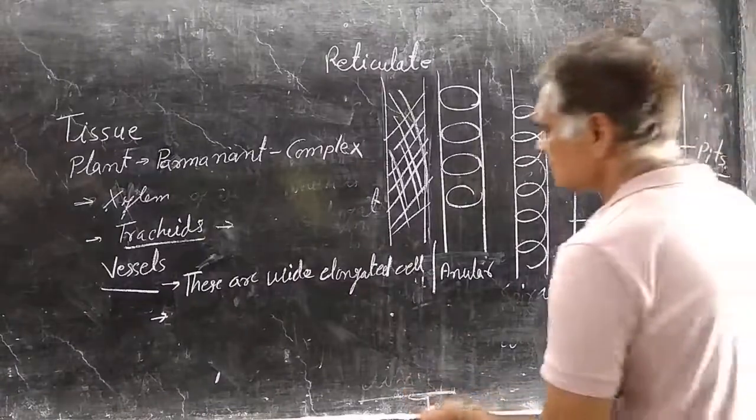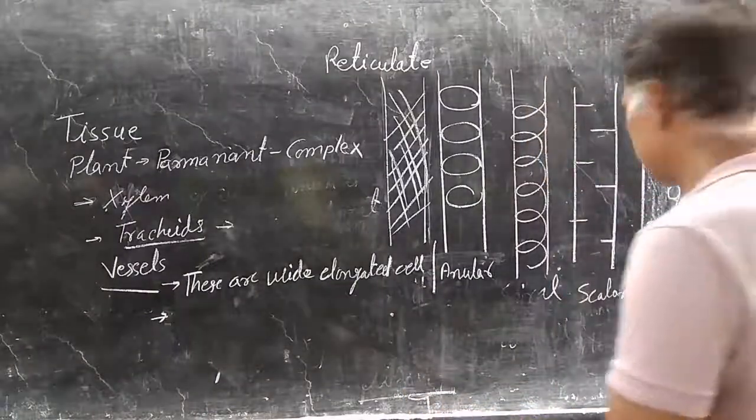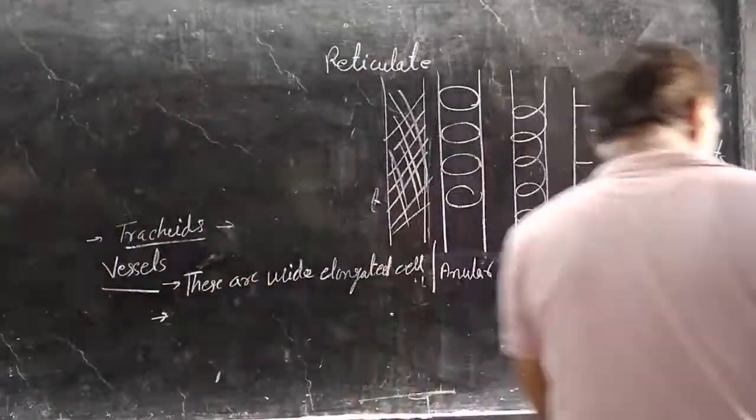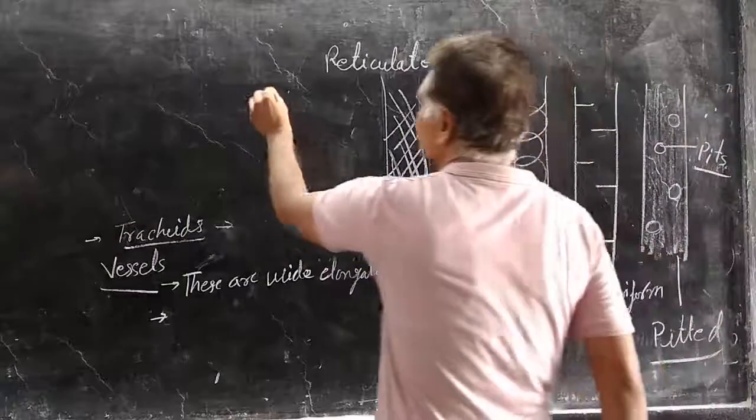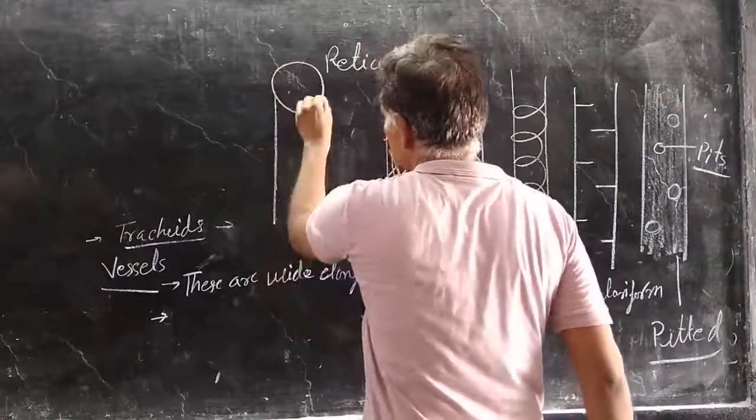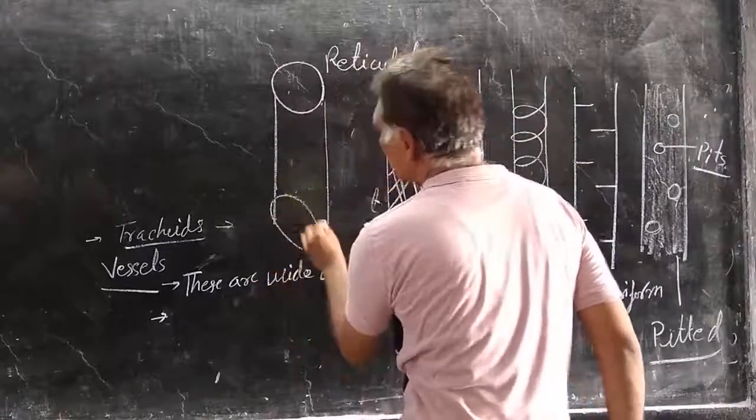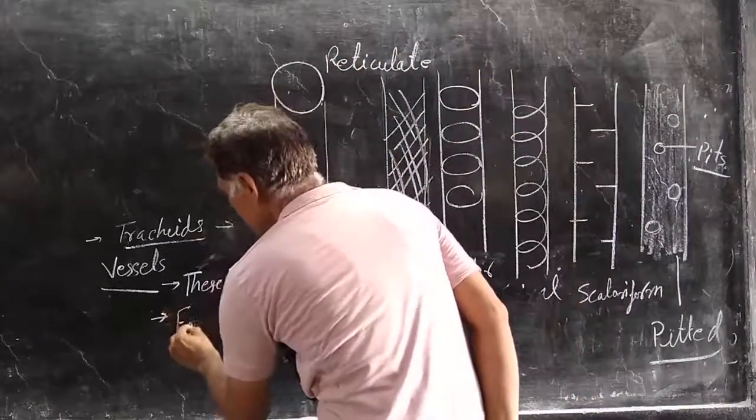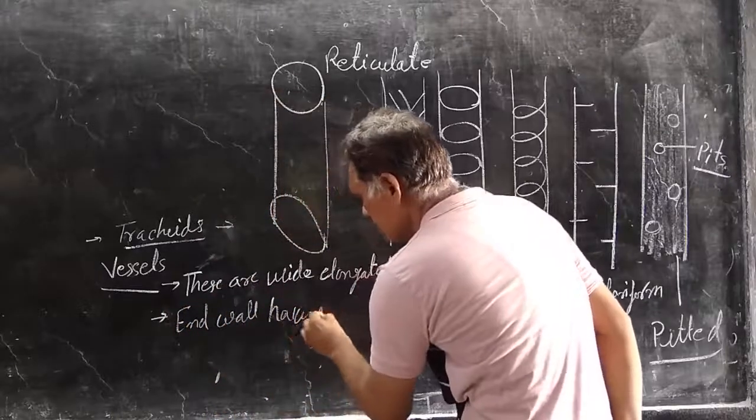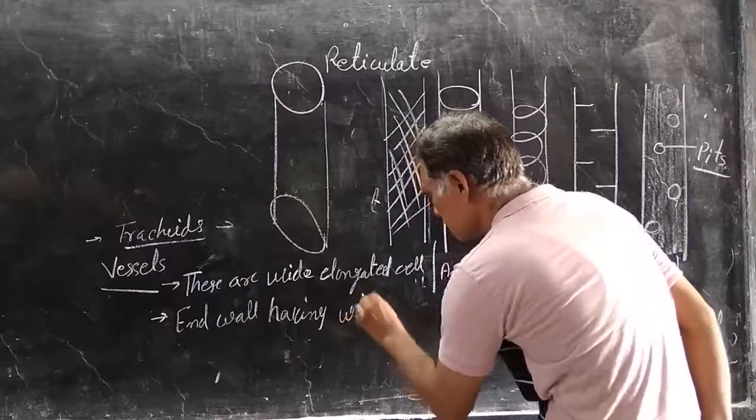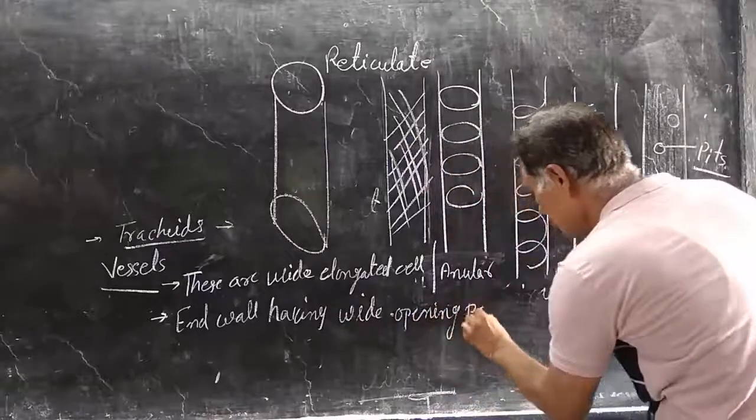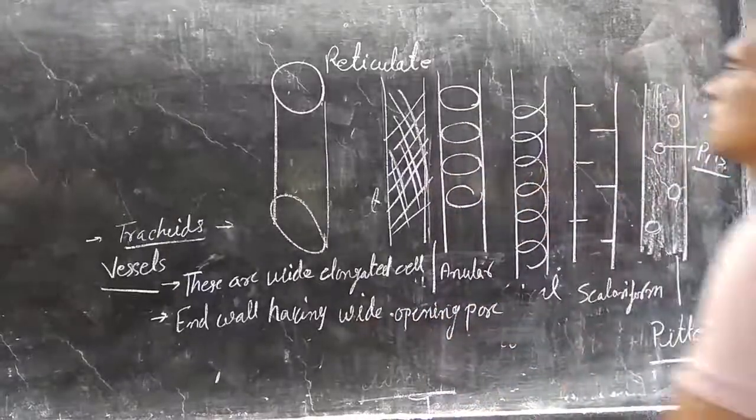If we see the diagram of vessels, their end wall has wide opening pores. The end wall has wide opening pores.